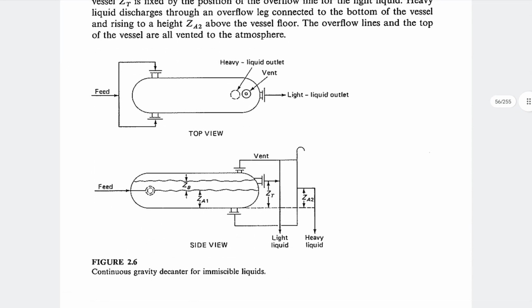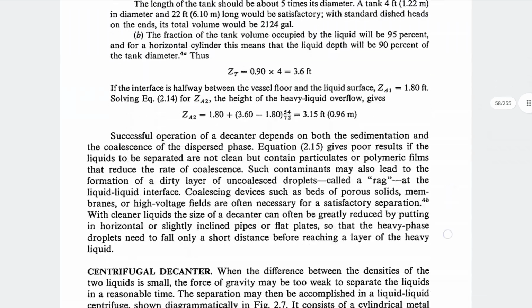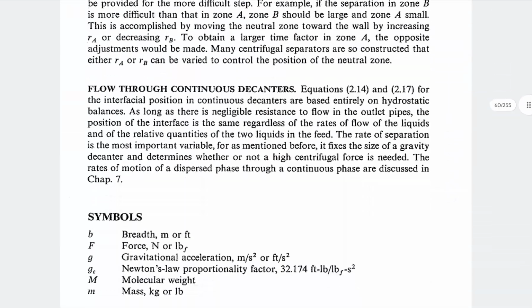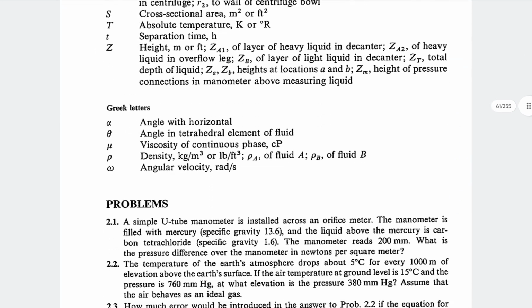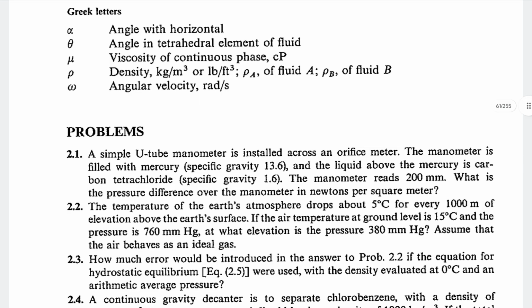Let us see an example such that it will be easier for you to work on, right? So the problem number 2.1. A simple U-tube manometer is installed across an orifice meter. The manometer is filled with mercury. Specific gravity is 13.6. Usually for chemical engineering problems we use specific gravity rather than density.